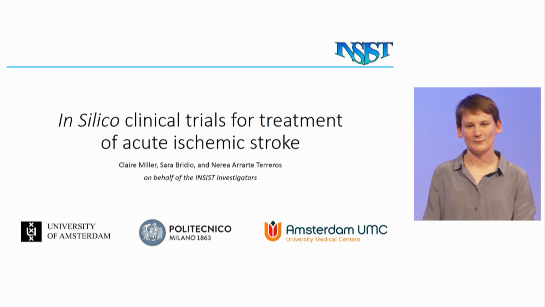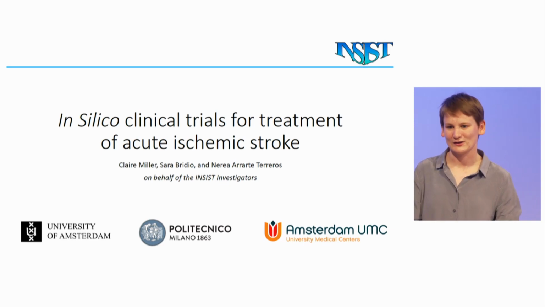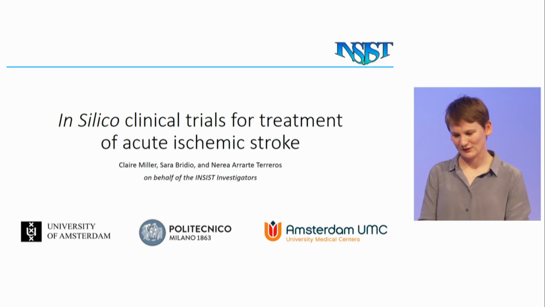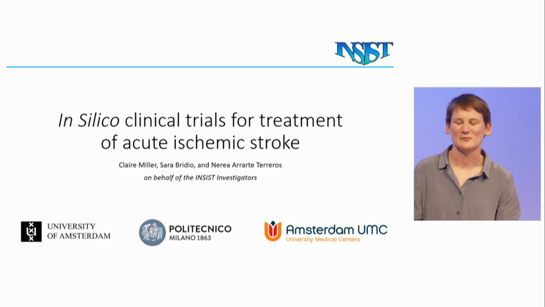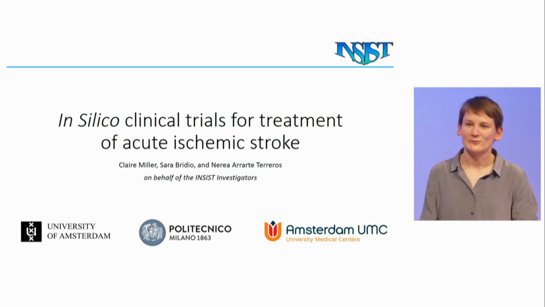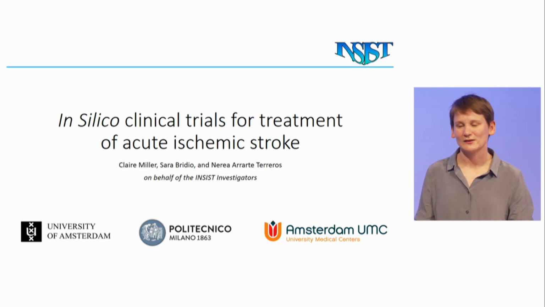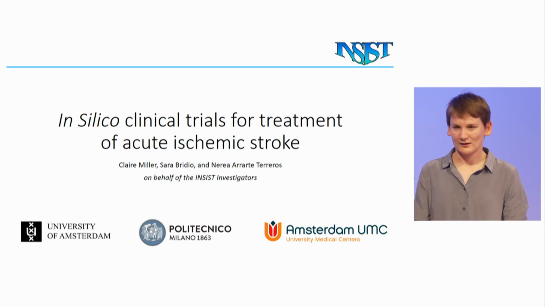So the particular disease we're interested in the INSIST project is acute ischemic stroke. So what happens during acute ischemic stroke is that a clot will block one of the arteries supplying blood to the brain, and this will reduce the blood perfusion through the brain, and as a result of this, some of the brain tissue will begin to die. If this isn't treated fast enough, patients can end up with a high level of disability or even, in the worst case scenario, indeed die.